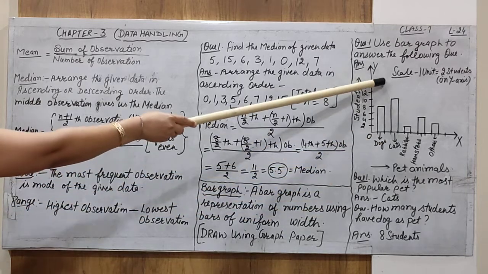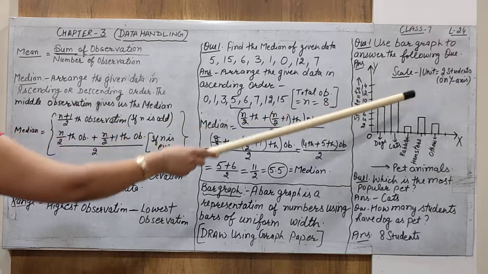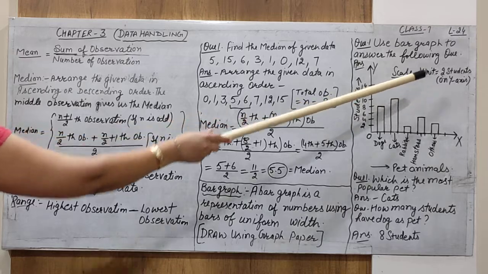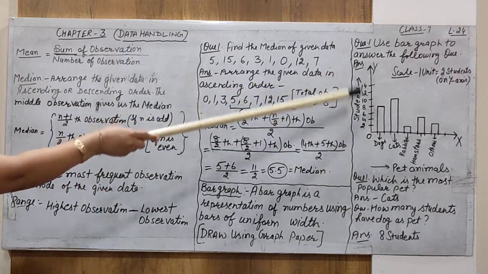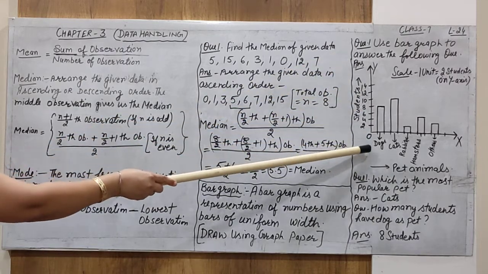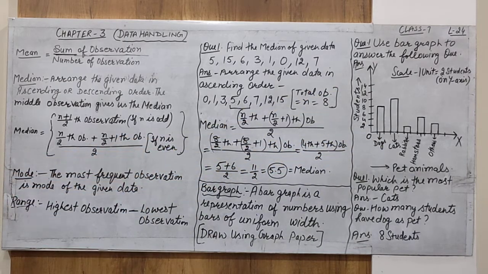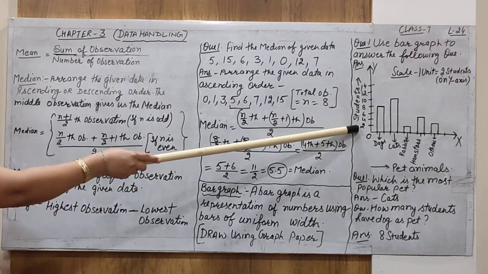Here the scale is 1 unit equals 2 students on the y-axis. You must represent 1 unit as 1 block, or 10 light lines or small lines, and after that a dark line. Up to that we count 1 unit, and 1 unit is equal to 2 students on the y-axis. Now on the y-axis, you always have to start a bar graph from 0: 0 for the x-axis and 0 for the y-axis.